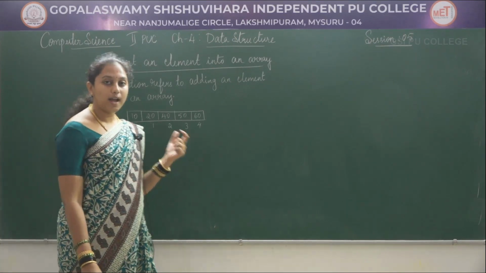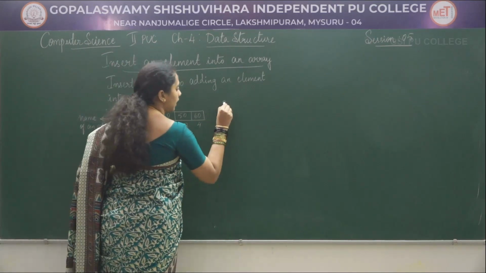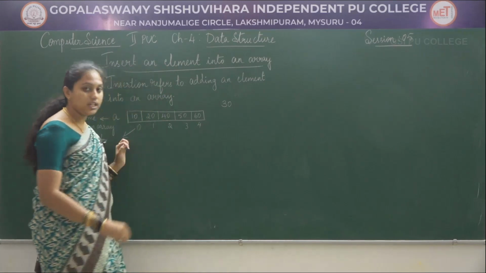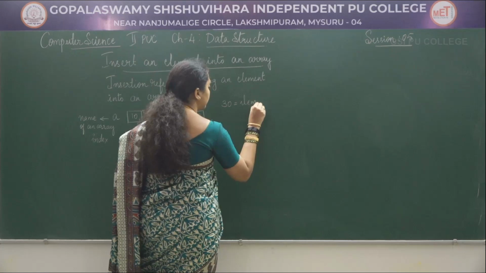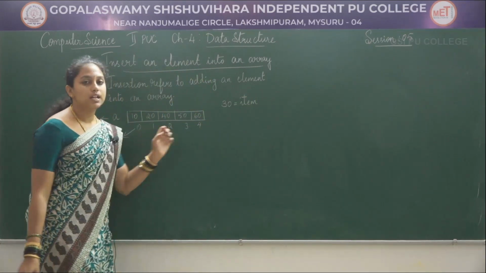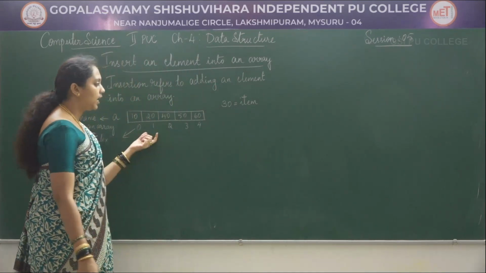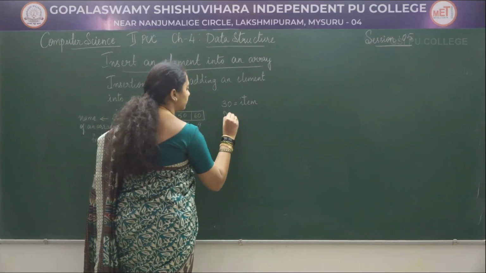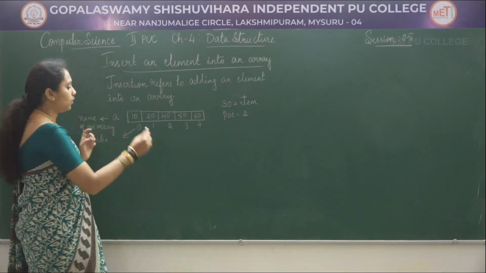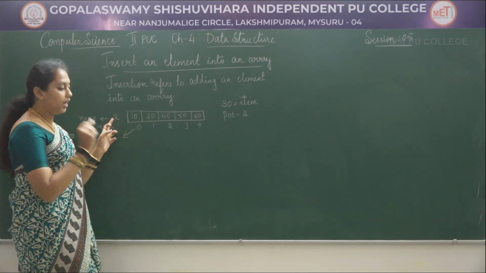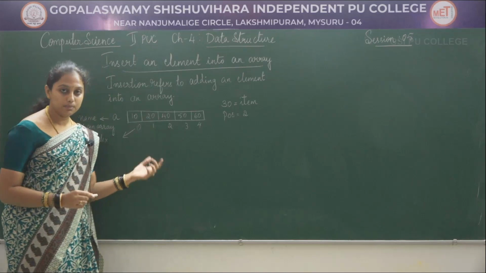So if I want to add an element called 30, so this element is called an item. I want to insert an item called 30 into an array at position 2. Position 2. So A is an array which has the elements 10, 20, 40, 50, 60.